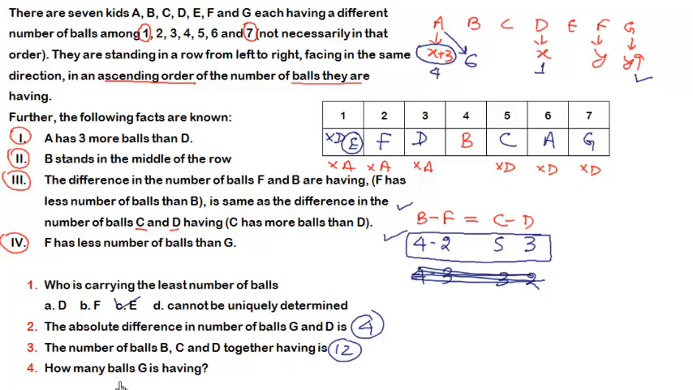And the last question is how many balls G has. So G obviously has 7 balls. So 7 would be the answer for the last question.